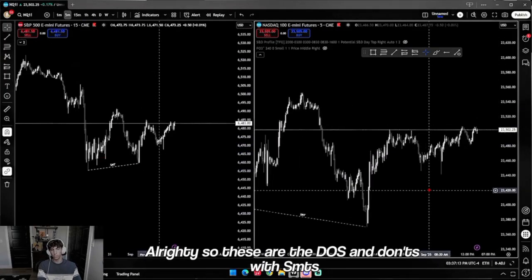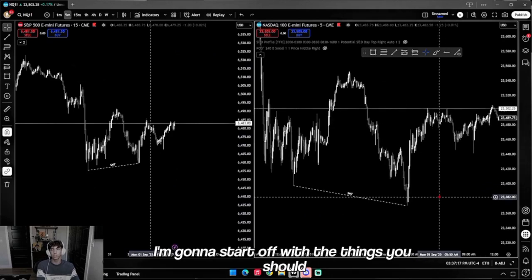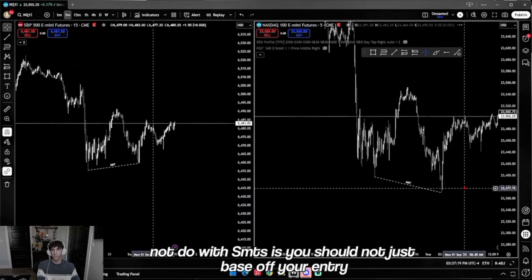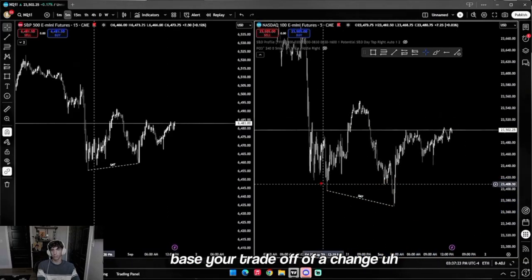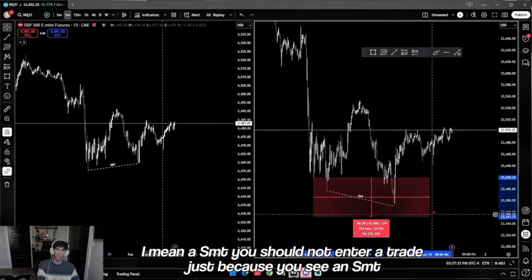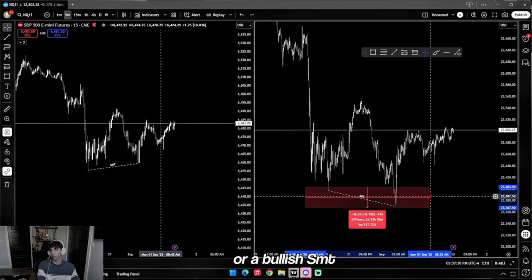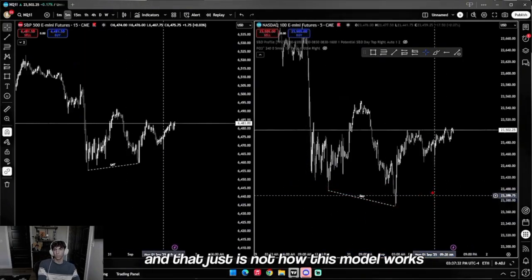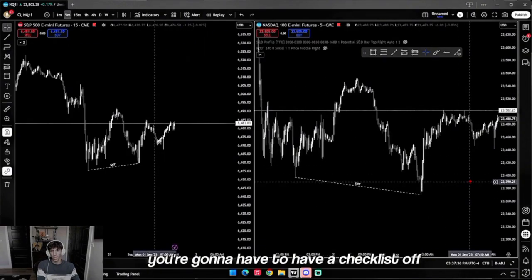Alrighty, so these are the do's and don'ts with SMTs. I'm going to start off with the things you should not do with SMTs. You should not just base your trade off of an SMT. You should not enter a trade just because you see an SMT or a bullish SMT, and that just is not how this model works. You're going to have a checklist.